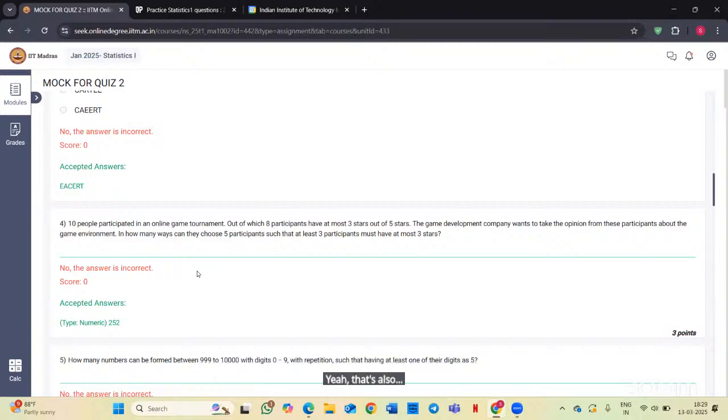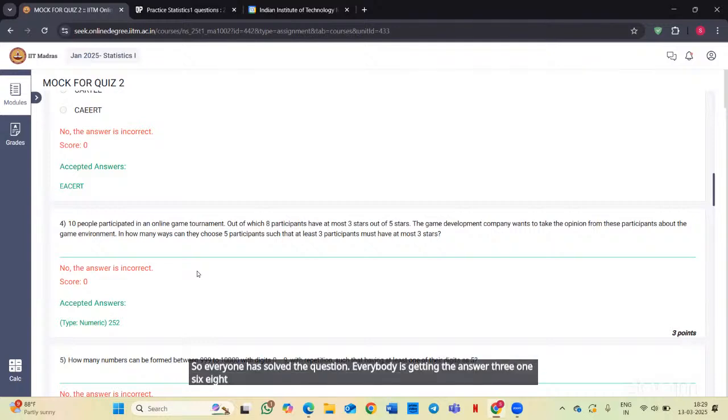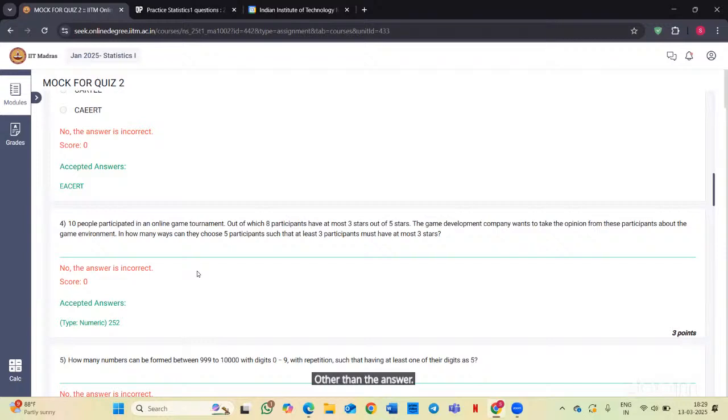So everyone has solved the question. Everybody is getting the answer 3168. Yes, ma'am. Other than Himanshu, anyone else? If you're solving this, let me know.